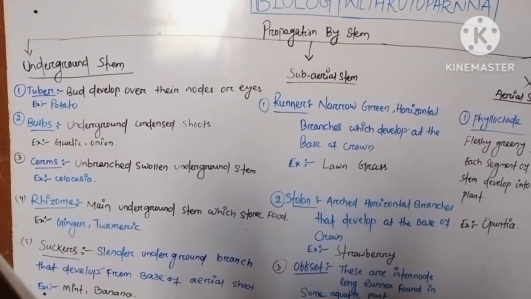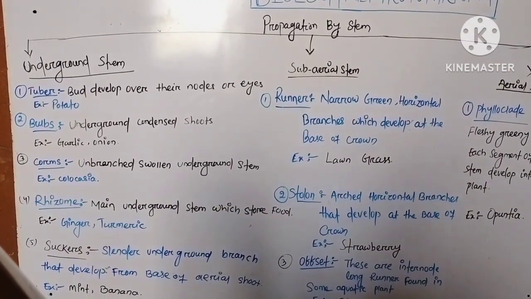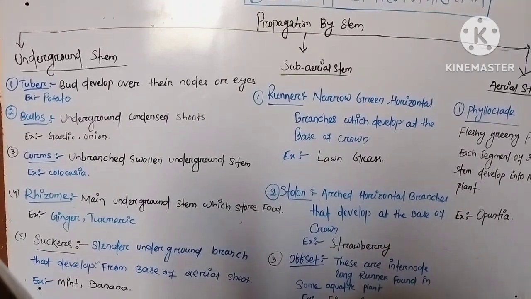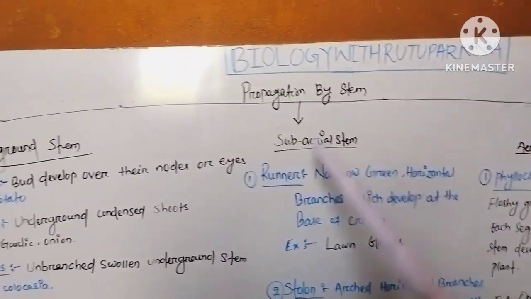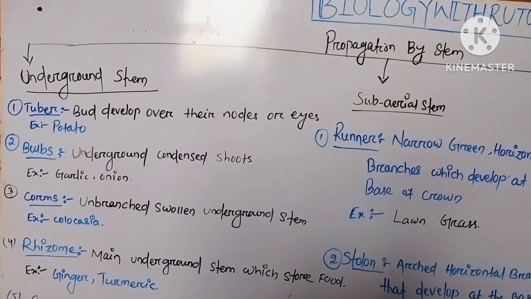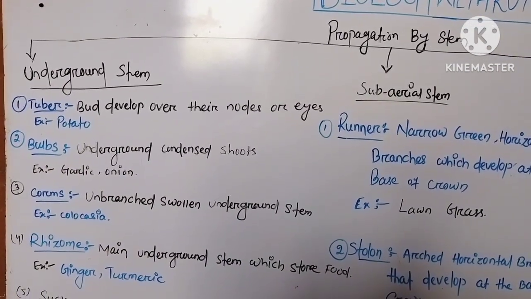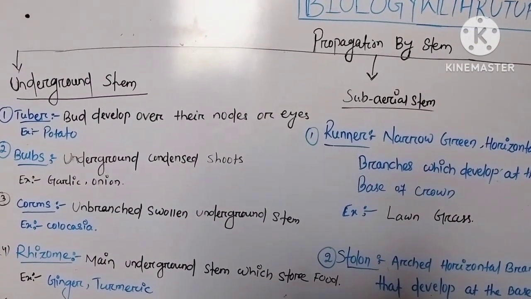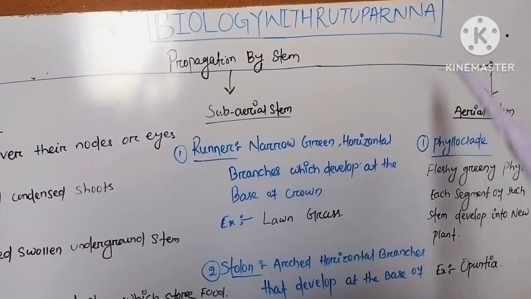Normally you know that the stem is the modified form of the shoot, and the shoot develops from the plumule of a seed. There are three different types of stems normally seen: the underground stem, the subaerial stem, and the aerial stem. What is the underground stem actually? A stem present just below the surface of the soil is known as the underground stem. A stem that develops just above the soil is known as the subaerial stem, and the stem which develops completely above the soil is known as the aerial stem.